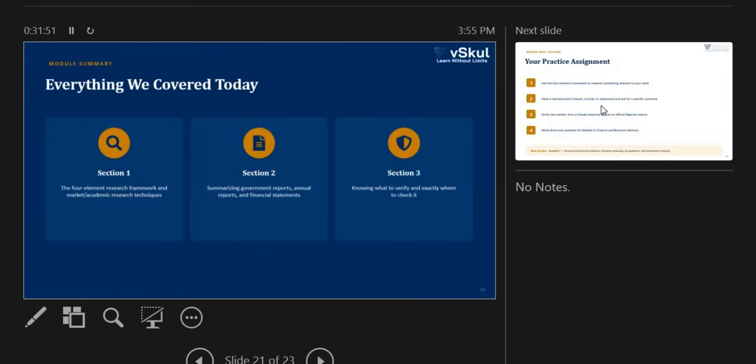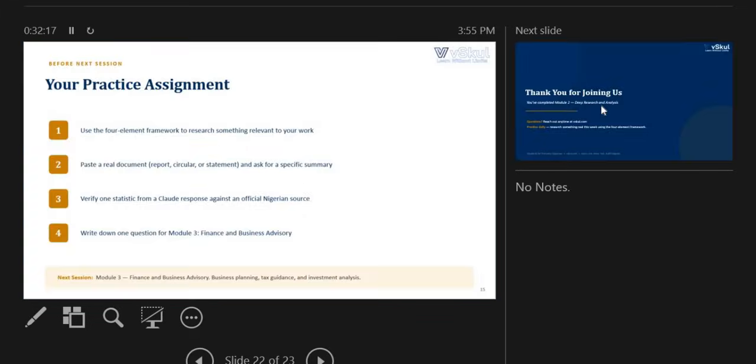So in everything we have talked about, for section 1, the 4-element research framework and market and academic research, Claude can help you on that. Section 2, we talked about summarizing government reports, annual reports, and financial statements. Then section 3, we talked about knowing what to verify and exactly where to check them, right?